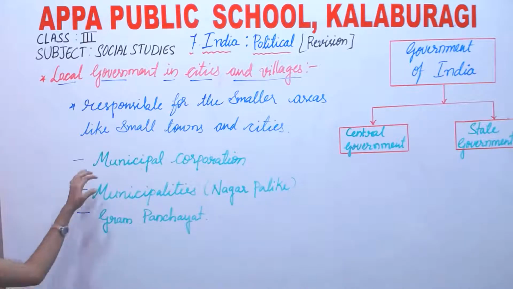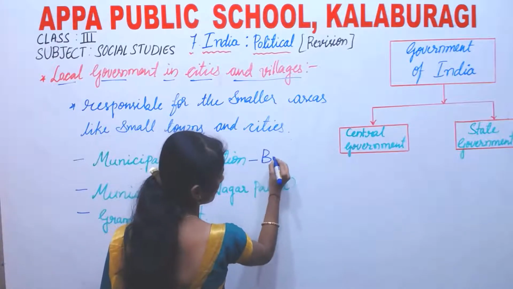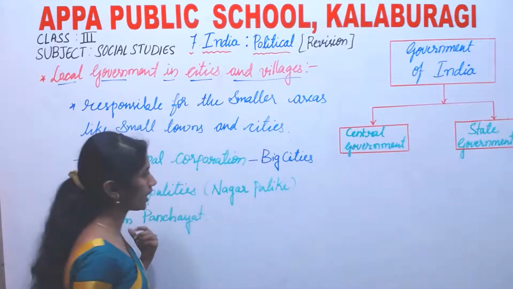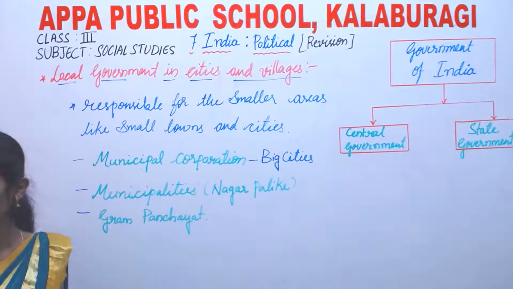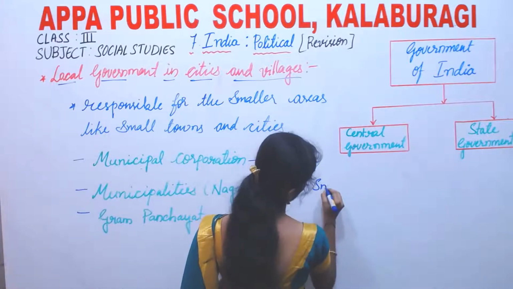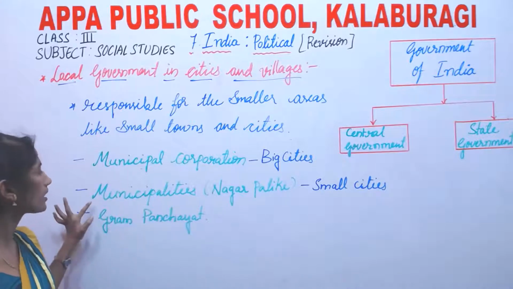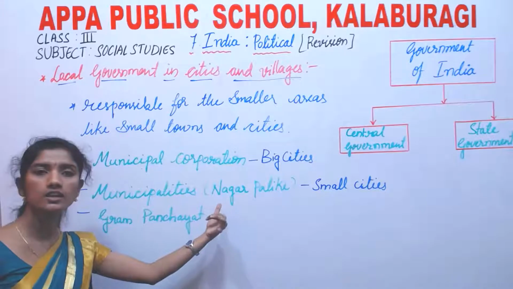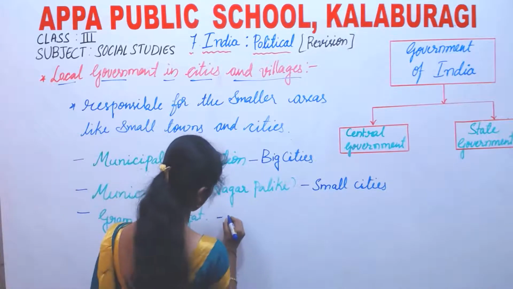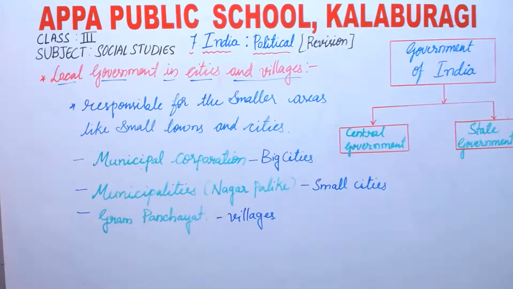Yes, children, the big cities. What they said in the local government is that it is responsible for the smaller areas like small towns and cities. But see, the big cities are governed by municipal corporation. Next, the small cities are governed by municipalities. The small cities are governed by who? Municipalities, or we can say Nagara Palike. Next, the third one, the Gram Panchayat. The villages are governed by the Gram Panchayat.